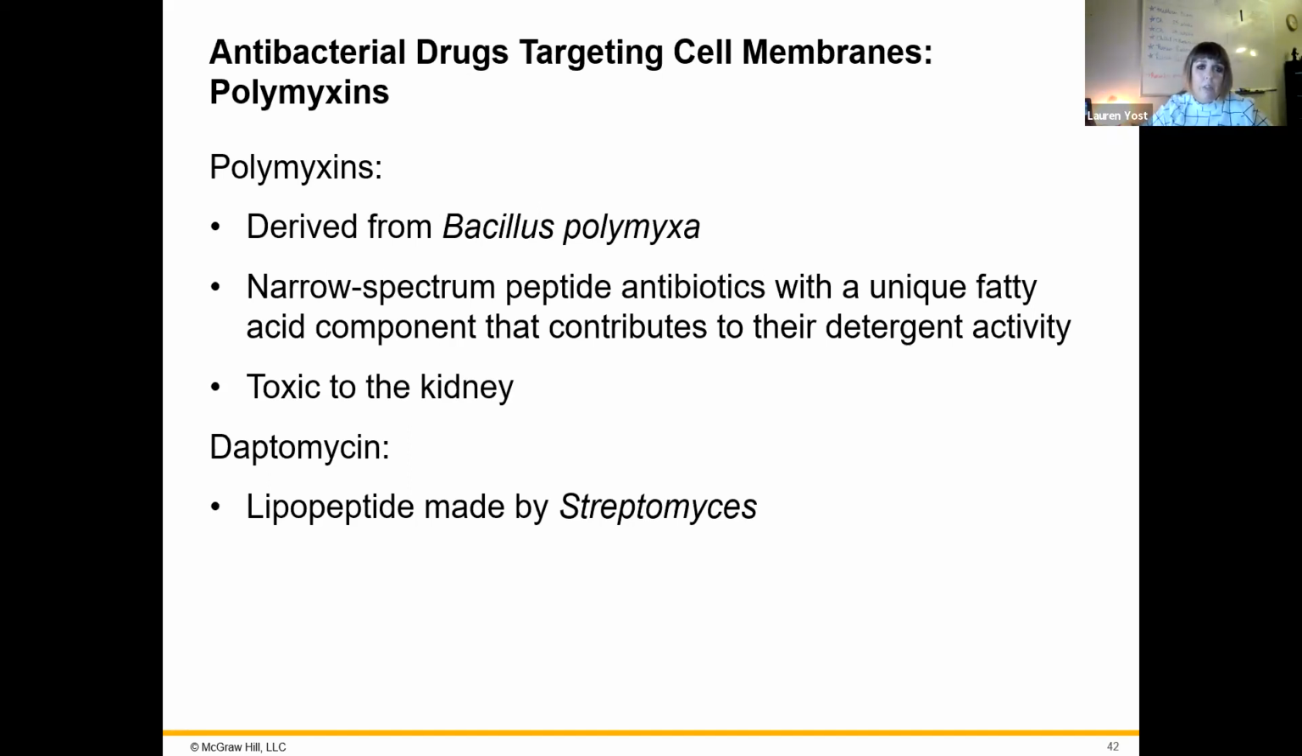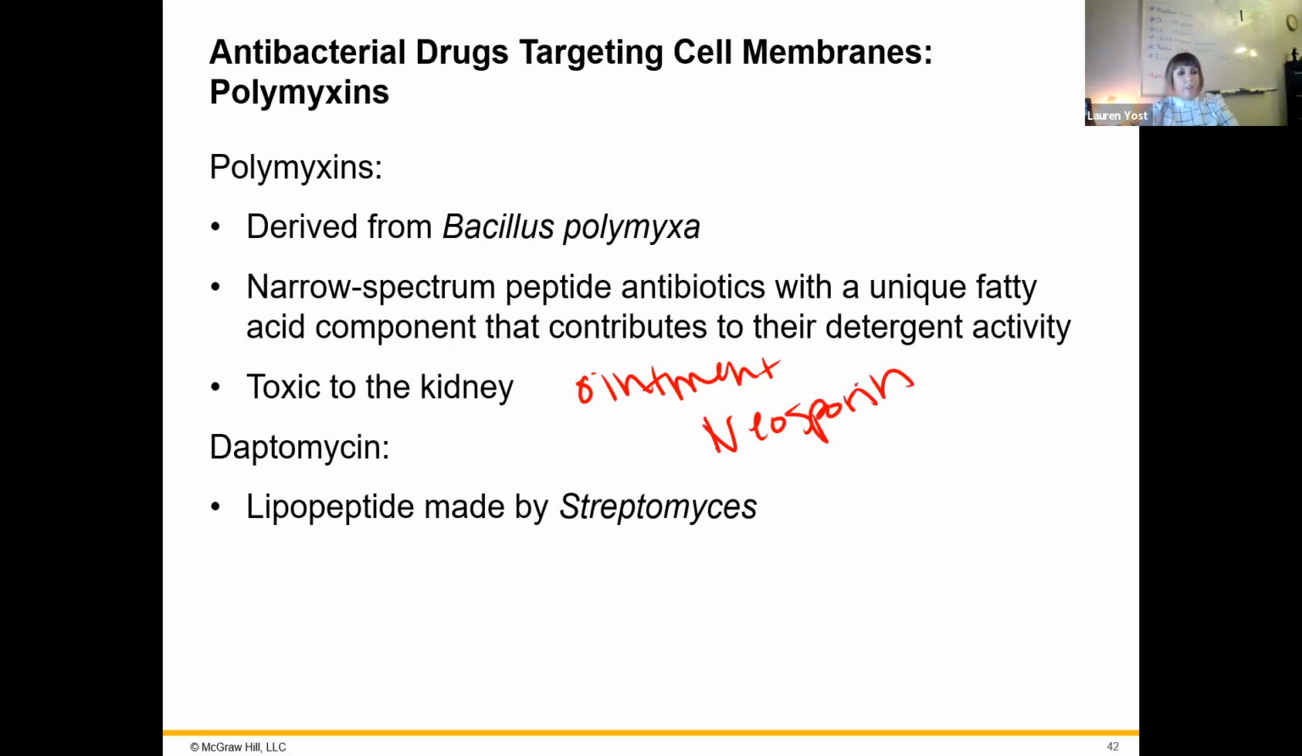The polymyxins are going to be associated with targeting the cell membranes of organisms. These are developed from the bacteria Bacillus polymyxa. Cool. They are pretty narrow spectrum. They have a fatty acid component that allows them to act almost like a detergent and get in between the phospholipids of the membrane and break it down. This is toxic to our kidneys, so we don't typically use this as a medication that you infuse or swallow. We use this as a skin ointment. This is included in Neosporin.